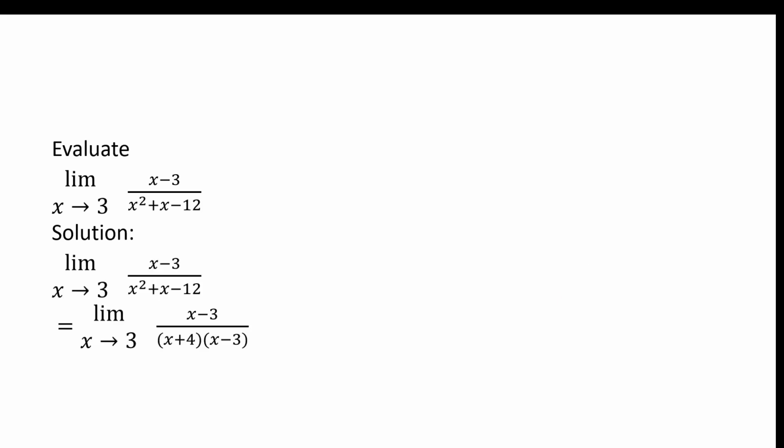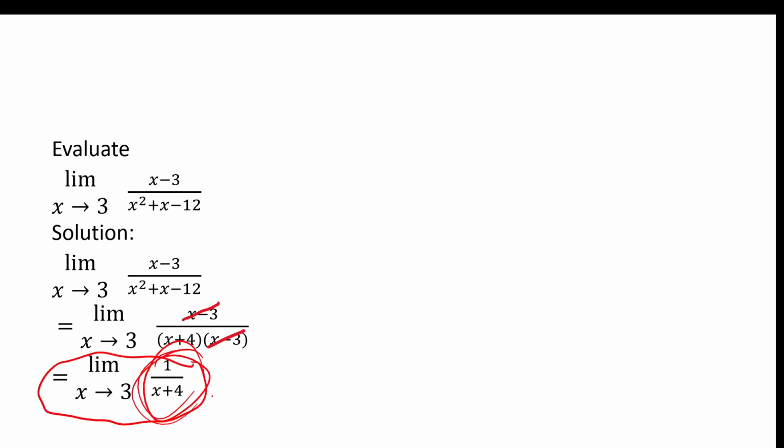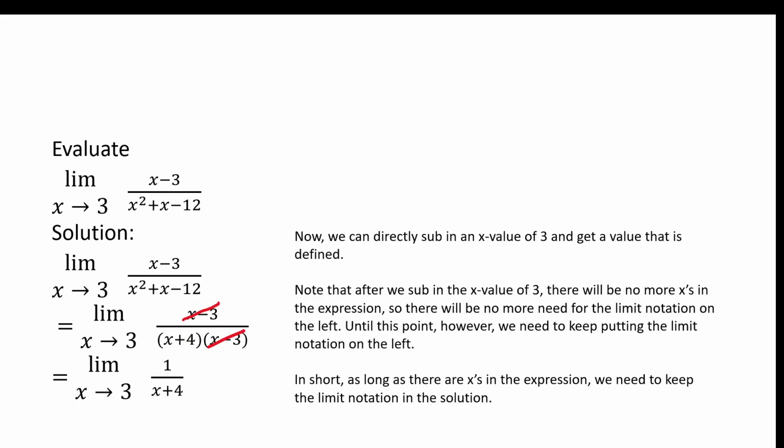We're going to factor. The top is already factored, and the denominator actually becomes (x + 4)(x - 3). We can cross out these x minus 3's right there, and we have the limit as x goes to 3 of 1 over (x + 4). Now we have changed this into something where we can simply sub the 3 straight in.